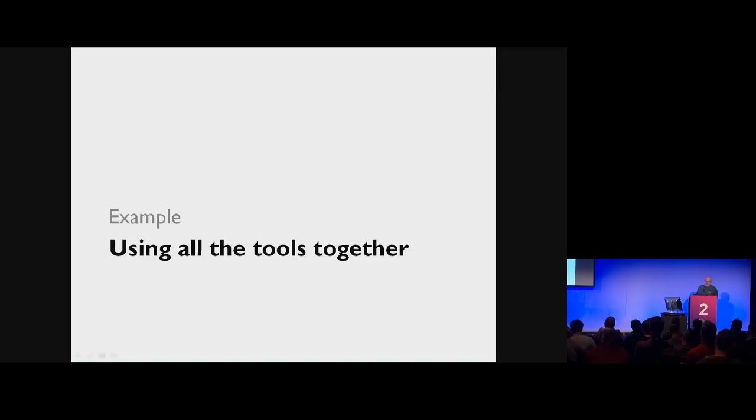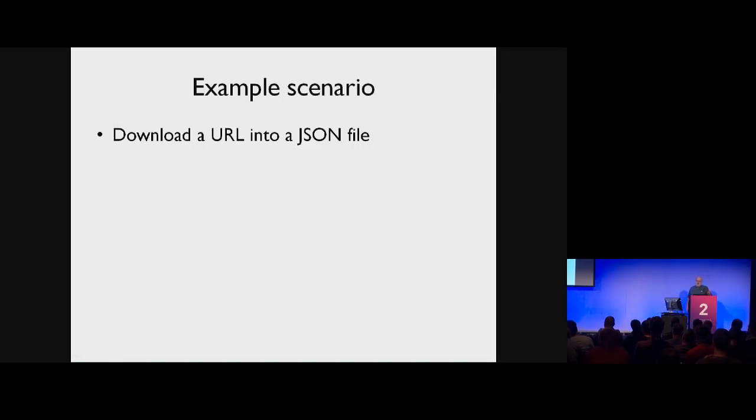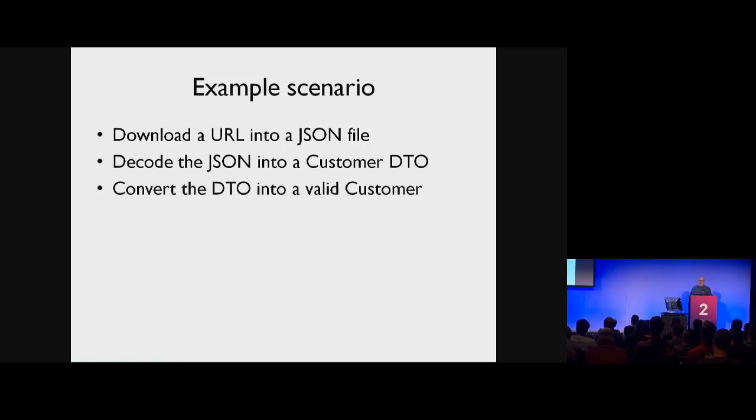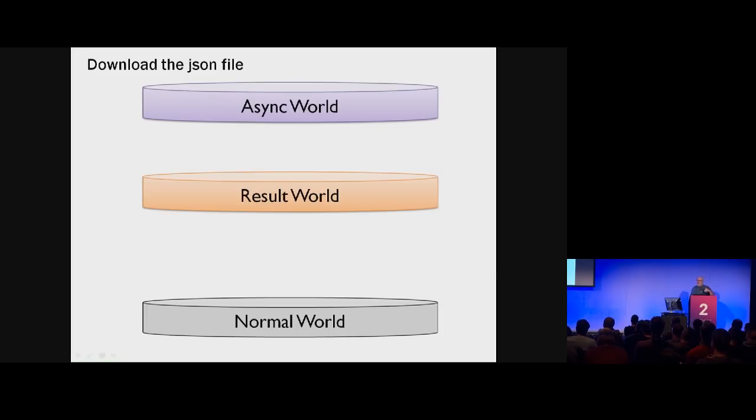Let's use all the tools together. So let's say that you need to download a URL into a JSON file, and then you need to parse that JSON into, for example, a customer DTO, and then you need to turn that DTO into a valid customer, and then you need to store that customer in a database. Okay? Now, we've got these different worlds we're going to be working with.